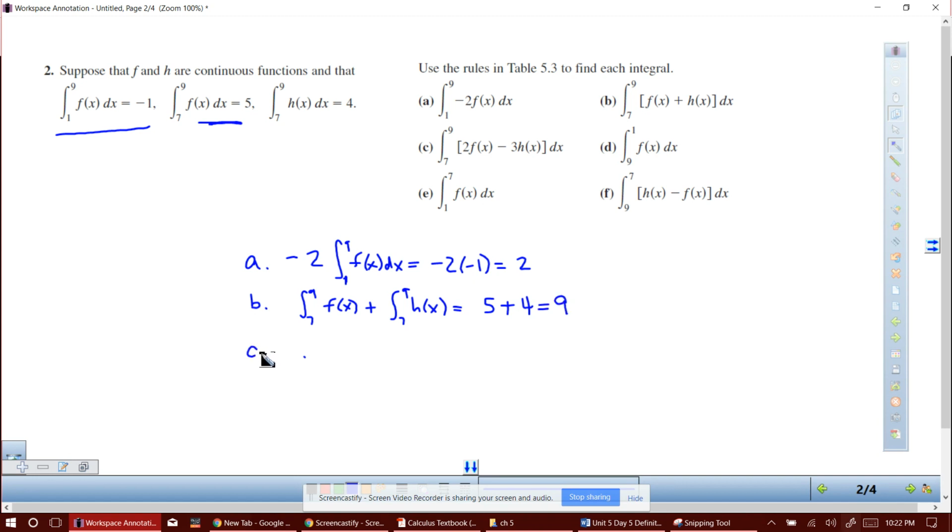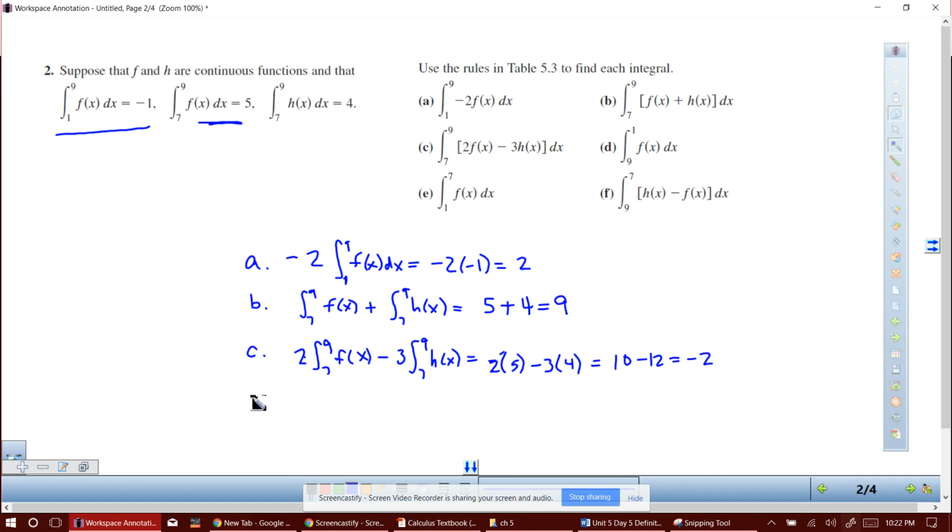Now for question C, I've got kind of the same situation going on here. The difference is I definitely have some constants. So I'm going to move the constant out, and then I'll go from 7 to 9 of f of x. This time it has a subtraction sign. I'll move the constant out, 3, and then I'll go from 7 to 9 of h of x. So now I have 2 times, and f of x was 5, minus 3 times, and h of x was 4. So I have 10 minus 12, which would be -2.